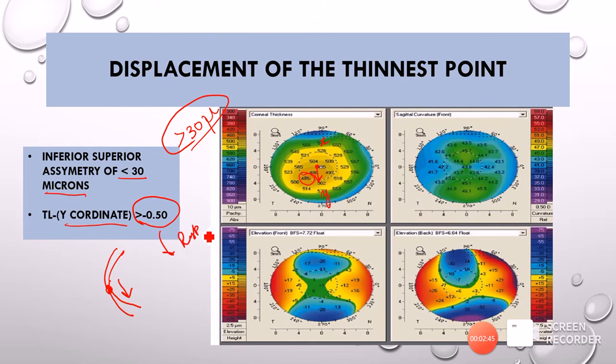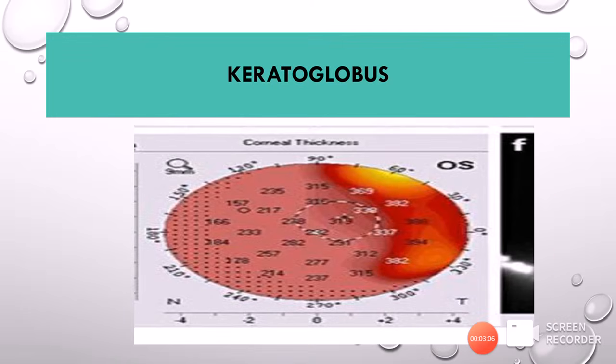Okay, so I'm so sorry, this should be less. What I mean to say is the displacement should be less than 0.50, and the superior inferior asymmetry should be less than 30 microns. I have given it a minus symbol because I am referring to the inferior displacement of the thinnest location on the cornea. Now this is a picture.